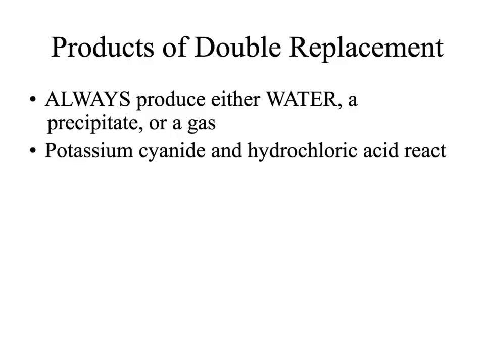So in a double replacement reaction, there's always going to be one of three things produced. You're going to produce either water, a precipitate, or a gas. So here's an example for you. I've got potassium cyanide. The chemical formula for potassium cyanide is going to be KCN. Potassium has a positive charge, cyanide has a negative charge. And I'm going to take potassium cyanide and react it with hydrochloric acid.